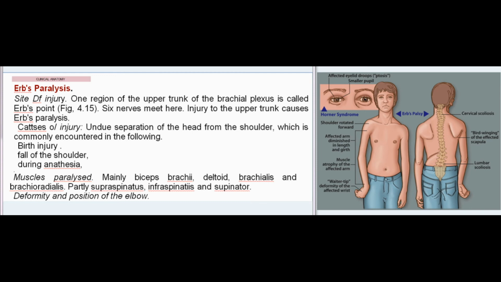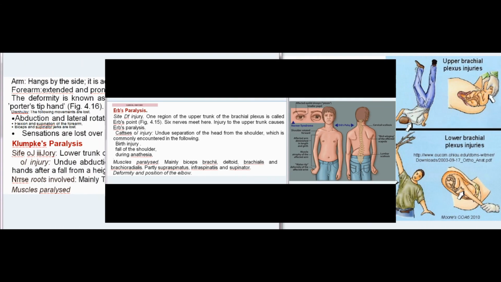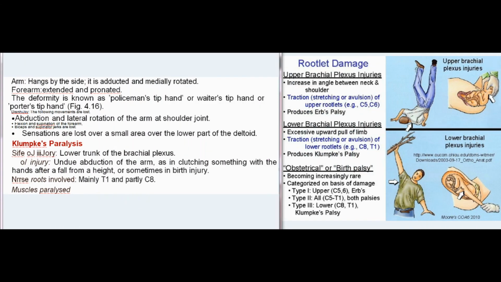Muscles paralyzed: mainly biceps brachii, deltoid, brachialis, and brachioradialis; partly supraspinatus, infraspinatus, and supinator. Deformity and position of the limb: the arm hangs by the side, it is adducted and medially rotated. Forearm extended and pronated. The deformity is known as policeman's tip hand or waiter's tip hand or porter's tip hand.